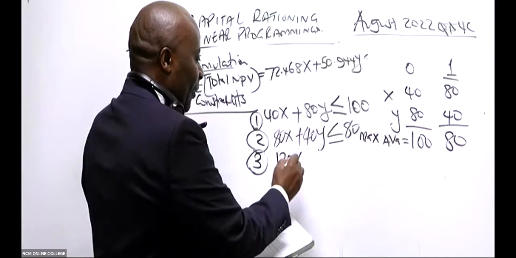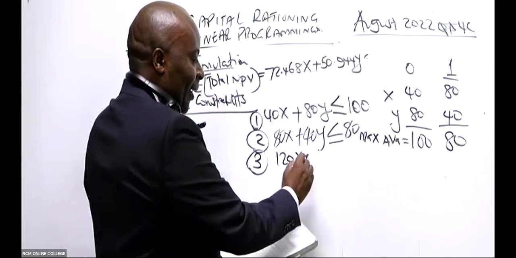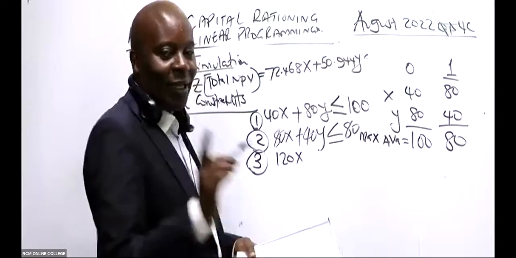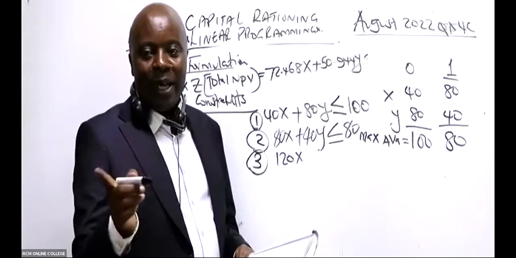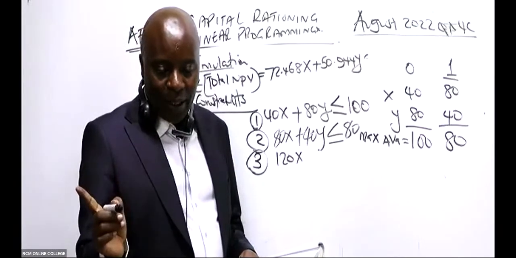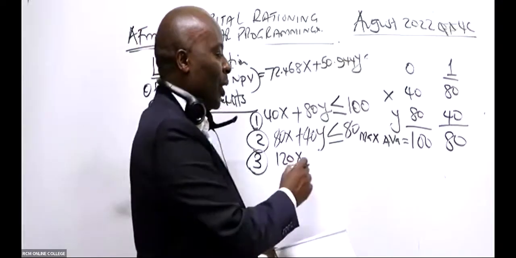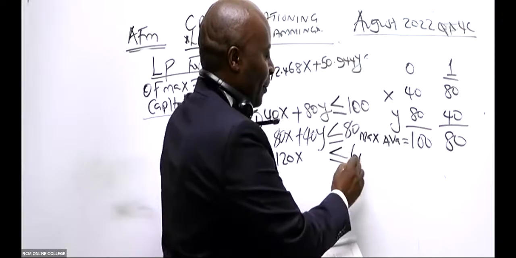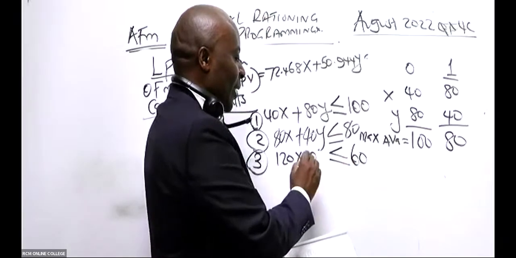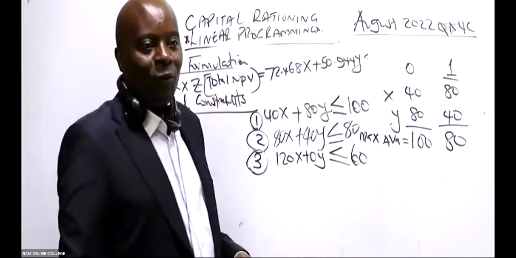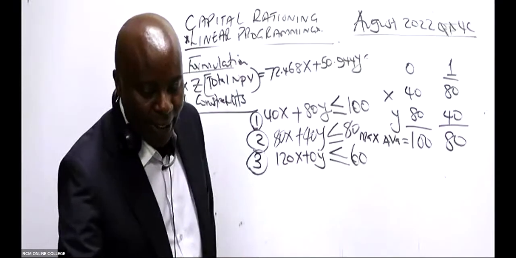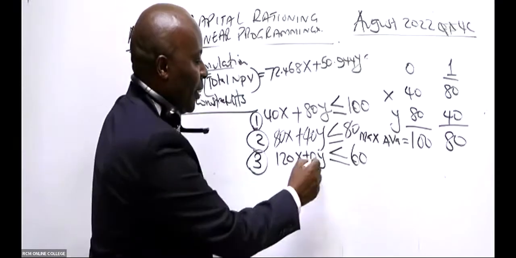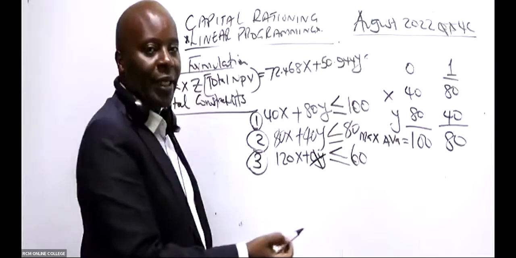120x plus 0y. And you see, I can't write 0y, right? Because 0y is as good as what here? 0, isn't it? So then it should be 120 less or equal to what here? 60. But for your revision, you can still write it as 0y, but ensure that you cancel it because 0 times y is 0.